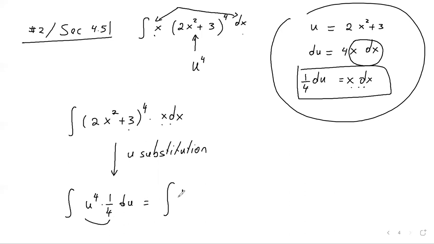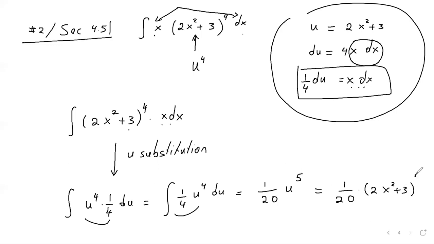Let's move these around here. So 1/4 u⁴ du, and the antiderivative of that is 1/20 u⁵, folks. And that is going to end up being 1/20 times (2x² + 3)⁵, instead of u. If you want, you can put a constant c here at the end. So folks, this is the antiderivative.